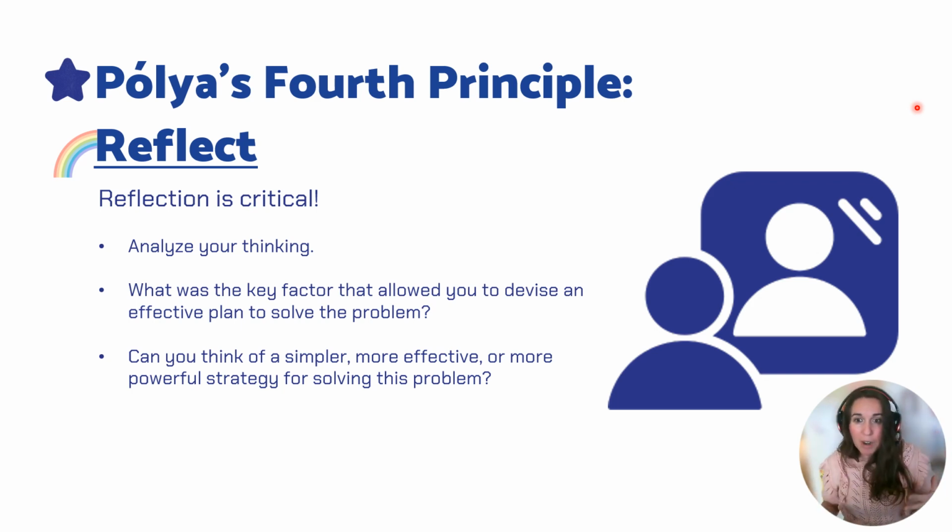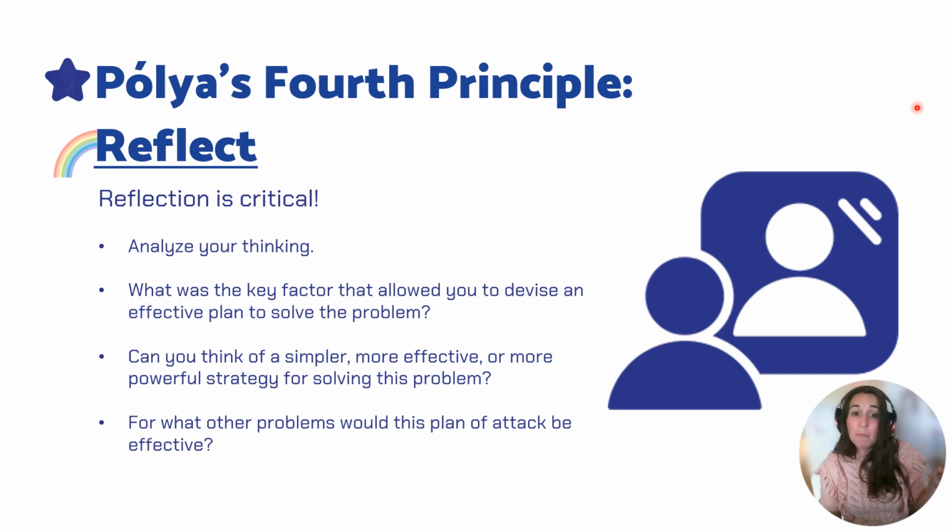That's pretty powerful, right? Because drawing a picture might have worked, but mathematicians are all about being efficient problem solvers. And so if algebra is going to get me there faster, that might be a better strategy for me. But I'm not going to realize that unless I take the time to reflect on it. And for what other problems would this plan of attack be effective? This is an important question because this is where we really take the time to think about which strategies match which contexts. And that goes back to being those persistent, thoughtful, resilient problem solvers, because we might have had to iterate through a few strategies before we got there.